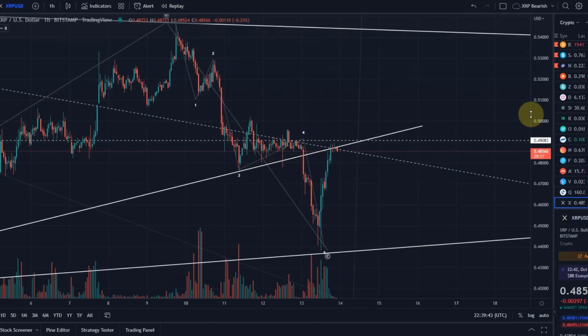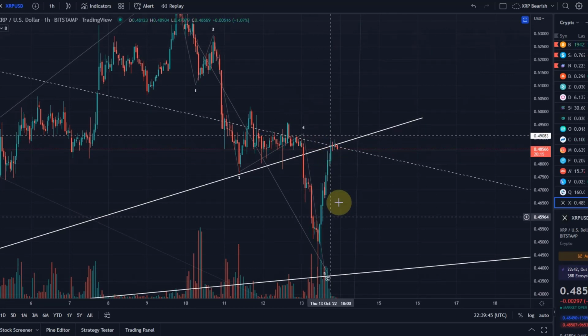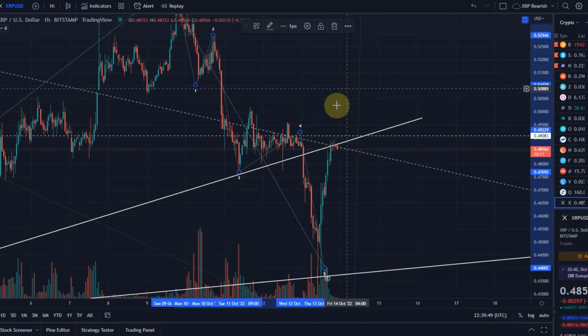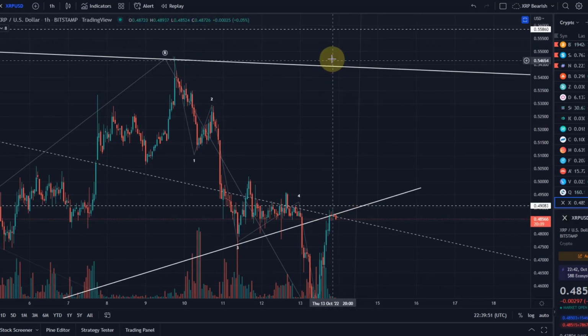What is important to understand is that if we now break above this wave 4 high, then there's a really good chance we break up to the upside and get to that wave B high at 54.8 cents. And the breakout level here, very short-term breakout level, would be 49 cents. That's the wave 4 high. That is where the triangle ended.